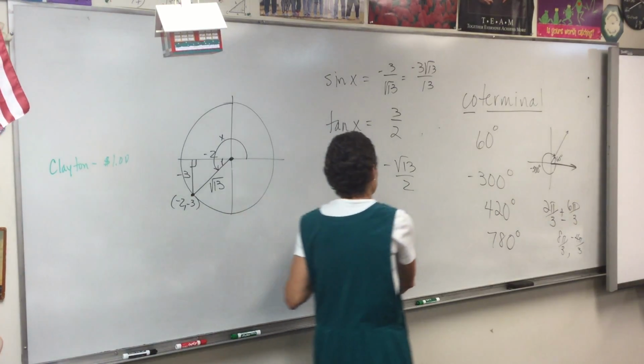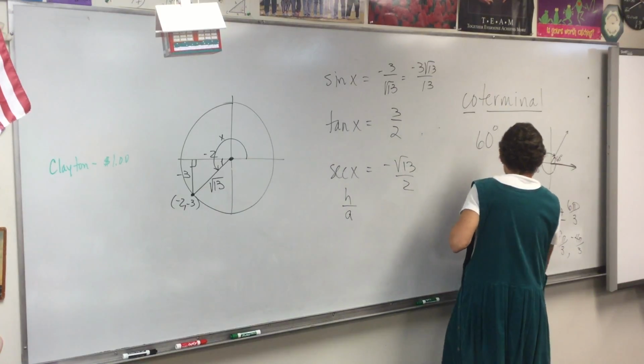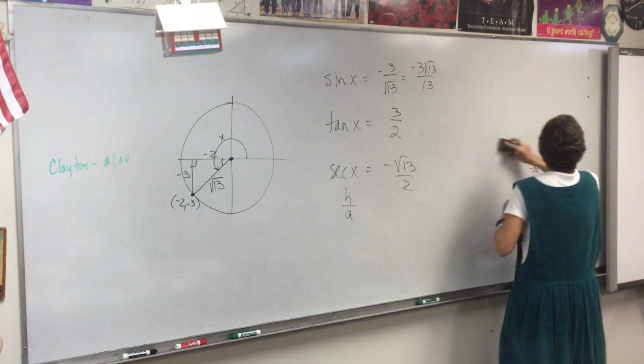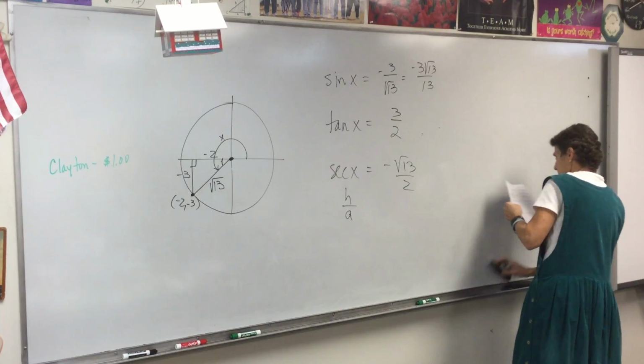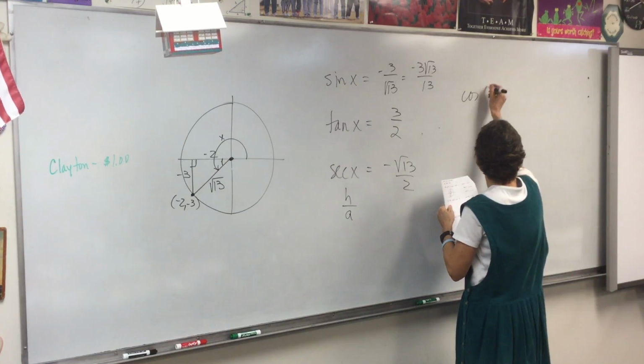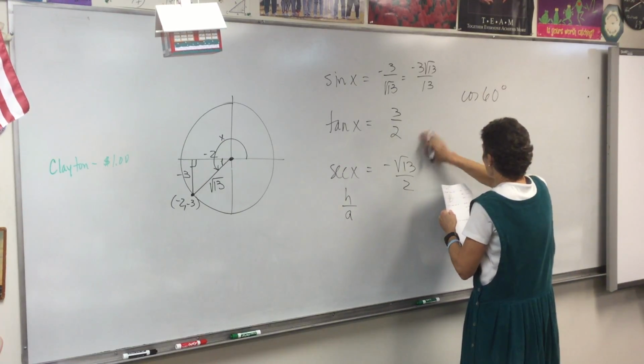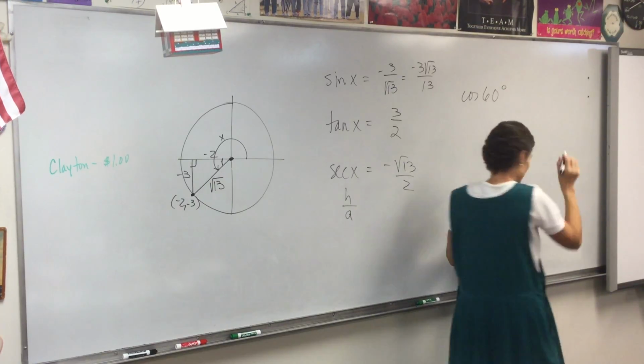All right, now we've got a few of these, so you should probably be okay with these. We want to find the cosine of 60. Anybody want to volunteer to come up and put that on the board?